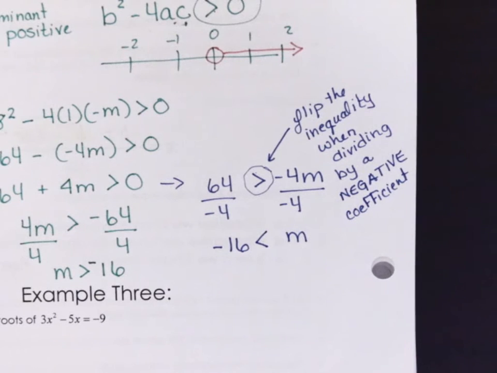So the only time we flip it, notice I divided by a positive coefficient here, I didn't flip the inequality. We only flip that inequality if it's a negative coefficient that we're dividing by. We don't flip the sign for add or subtract or moving from side to side. The only time we flip the sign is when we're dividing out a negative coefficient.